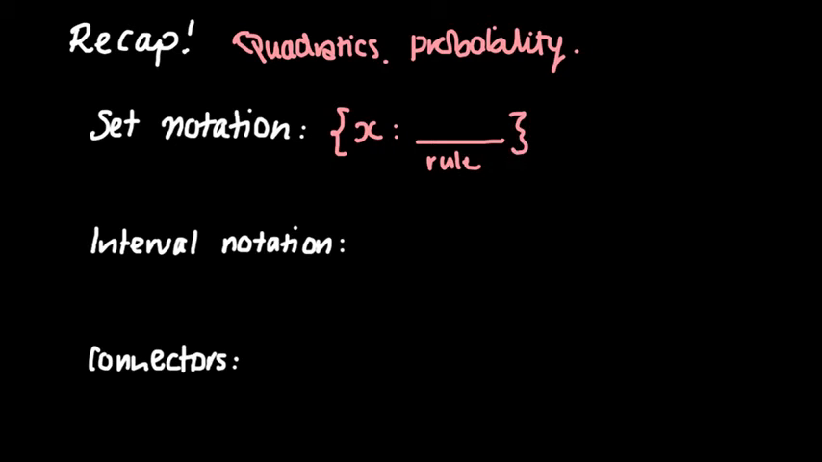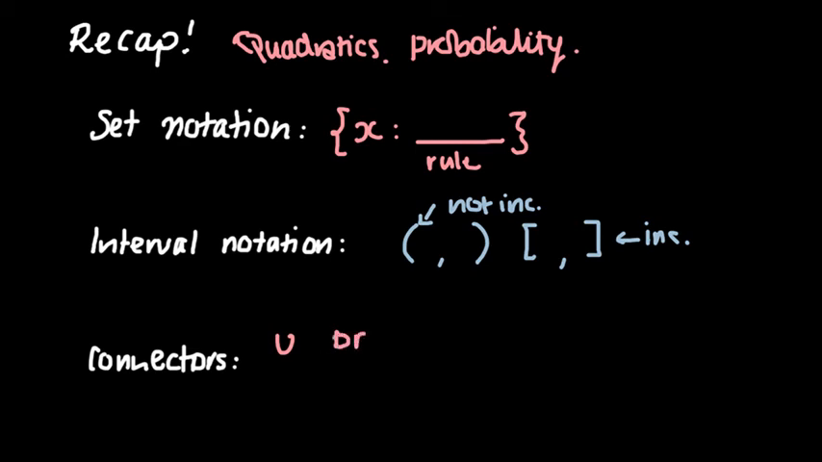Interval notation just talks about the numbers that they range from, and you could have any combination of round and square brackets, where the round brackets here represent not included and the square brackets represent included. You then have connectors. Your union or your cup is or, one or either or both, and your cap or intersect is equivalent to and, so both together simultaneously.